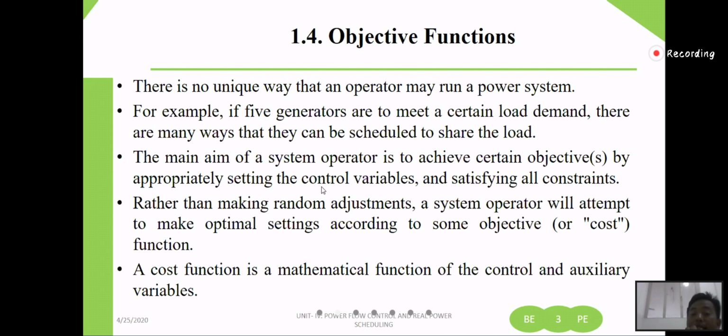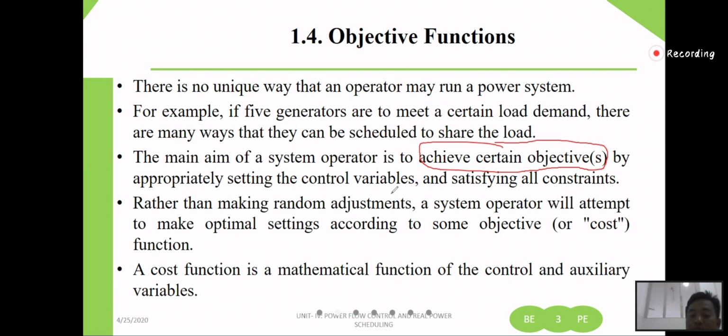For example, if 5 generators are to meet a certain load demand, there are many ways that can be scheduled to share the load. One system operator may schedule in one way, another operator in a different way, but there are many ways to schedule and meet the load demand. But when you do this, the main aim of a system operator is to achieve a certain objective. You should not forget this. So when you schedule in your own way, there should be certain objectives, by appropriately setting the control variables and satisfying all constraints. So I want to schedule in one way.